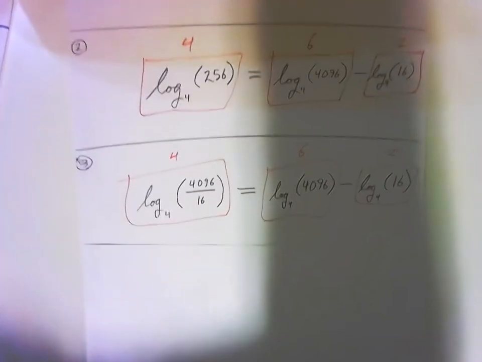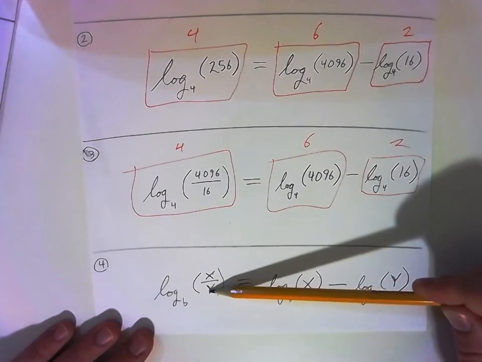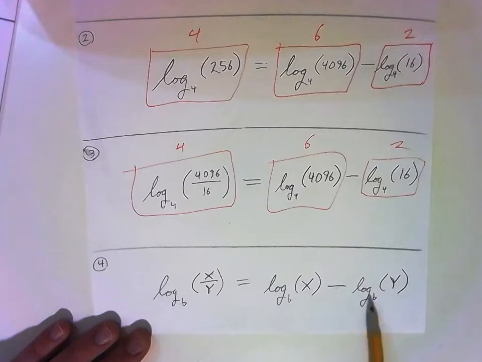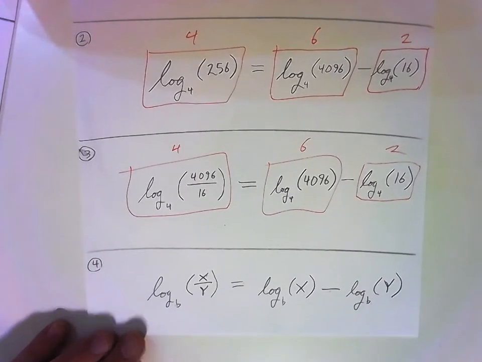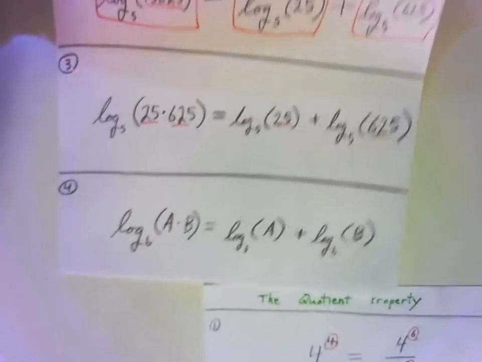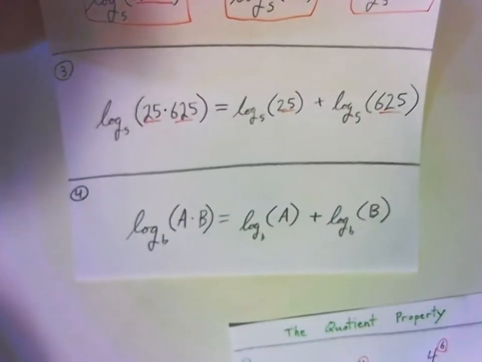And to write it in the general form, I used x and y this time instead of a and b. So log of x divided by y, separate it and make it log of x minus log of y with whatever base. It works with any base. And by the way, real quick on the product property one, the little b for the base is different than the big B. I think you realize that, but just to point that out.